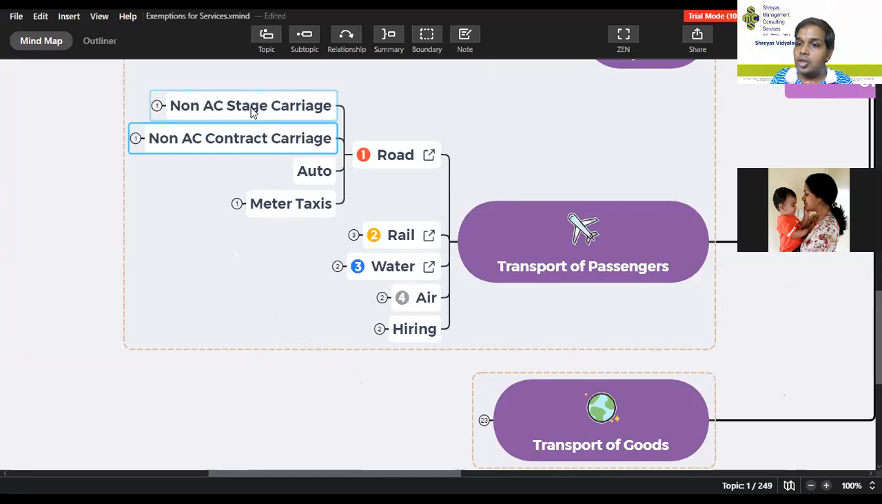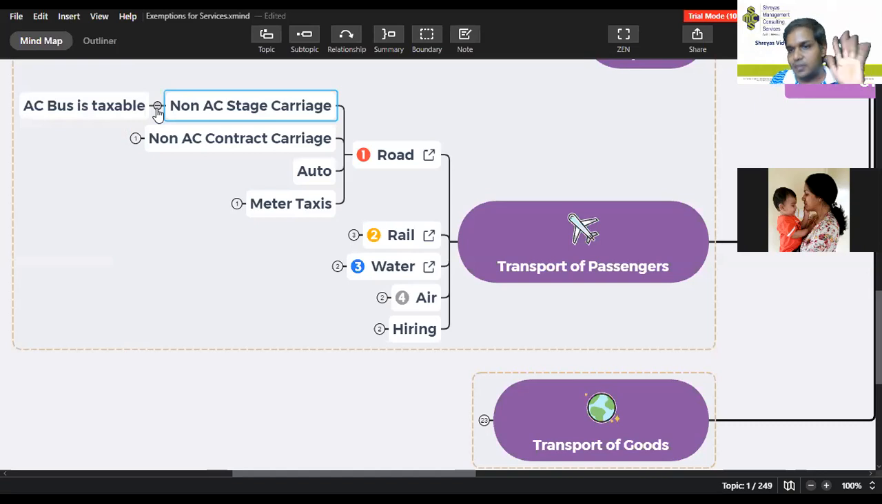Okay. Now, what the government is saying is, local bus itself, you would have seen AC bus, non-AC bus. Now, in Chennai, of course, non-AC buses are now substantially reduced. But again, the government says non-AC local buses, we are looking at exemptions, so it's not taxable, it's exempt. It means AC bus is taxable, non-AC bus is exempt.